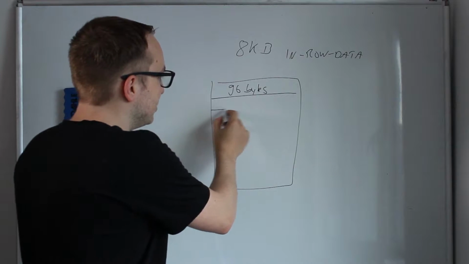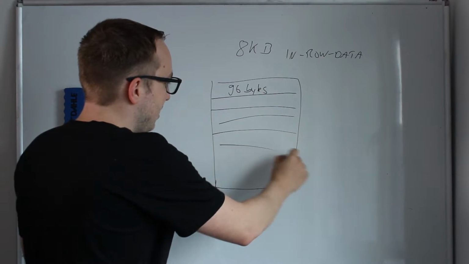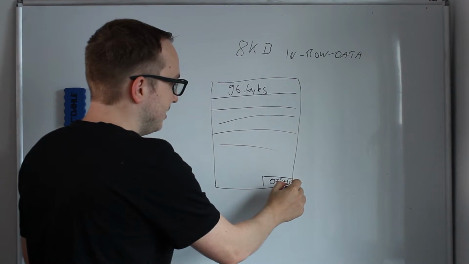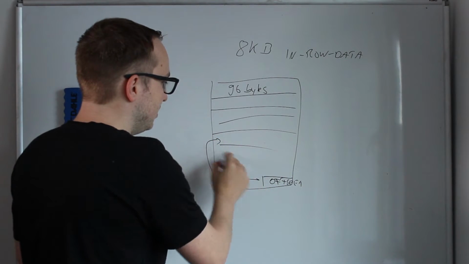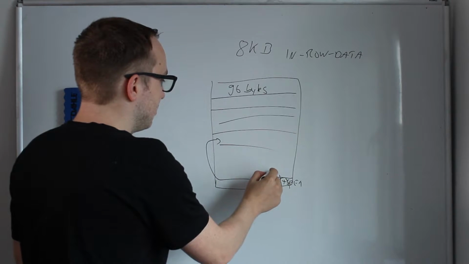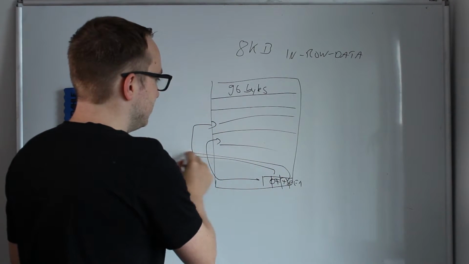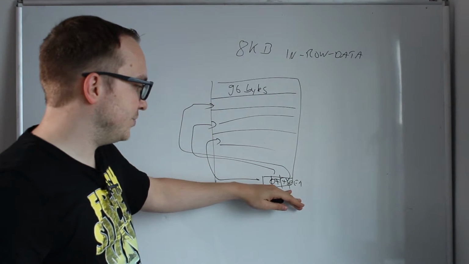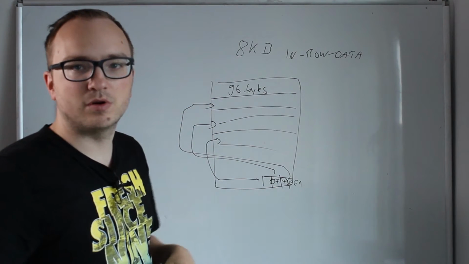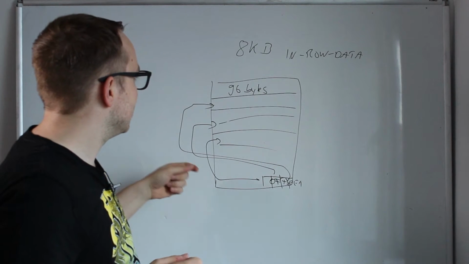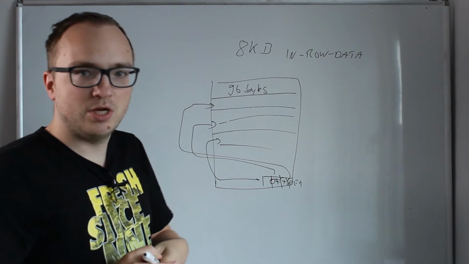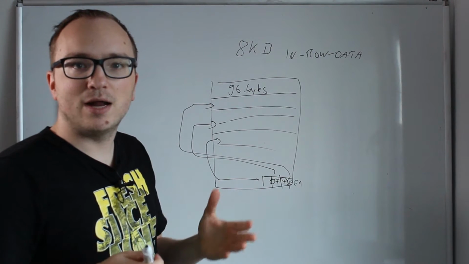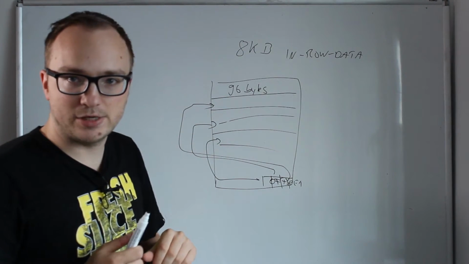And then we have the actual data rows, and in the end we have an offset area that basically links to the correct row. So the rows don't actually have numbers but have offset addresses where you can jump to the correct row that you want to have. So this is a basic data page. For clustered indexes and also for heaps, all data is stored in such a data page.